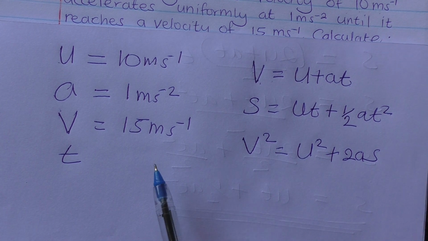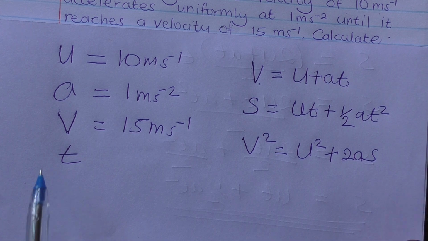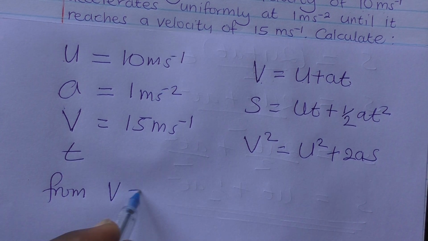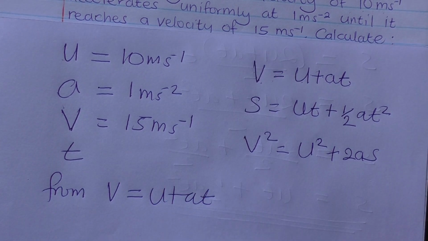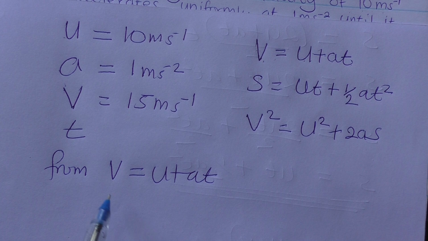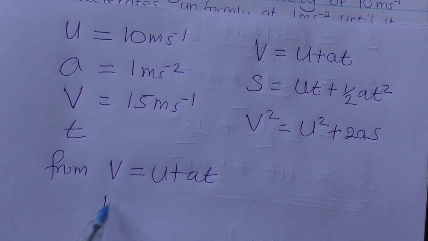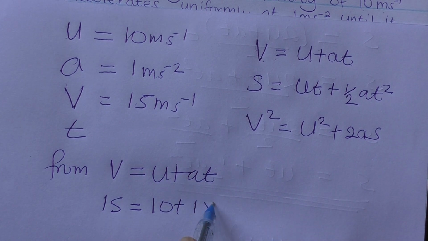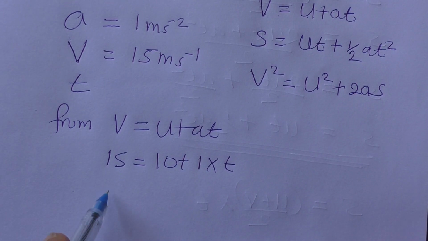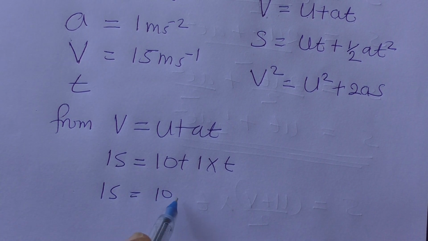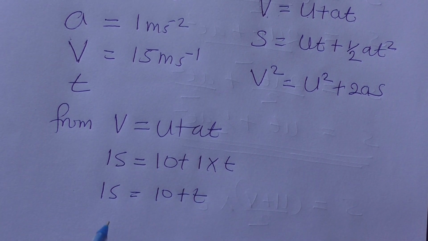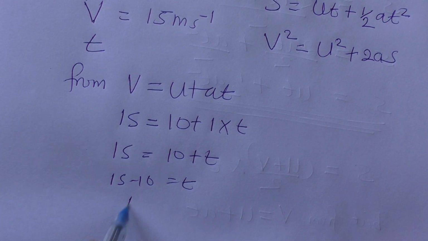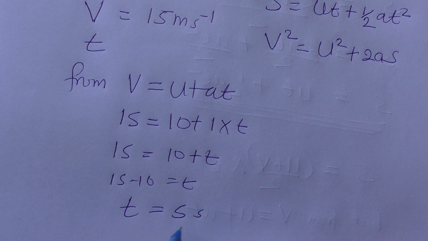So you find the first one the most suitable for this, and therefore from v equals u plus at, we substitute and get what we need. V is 15, u is 10, a is 1, and t. Hence giving us 15 equals 10 plus t. And therefore 15 minus 10 gives us the time.